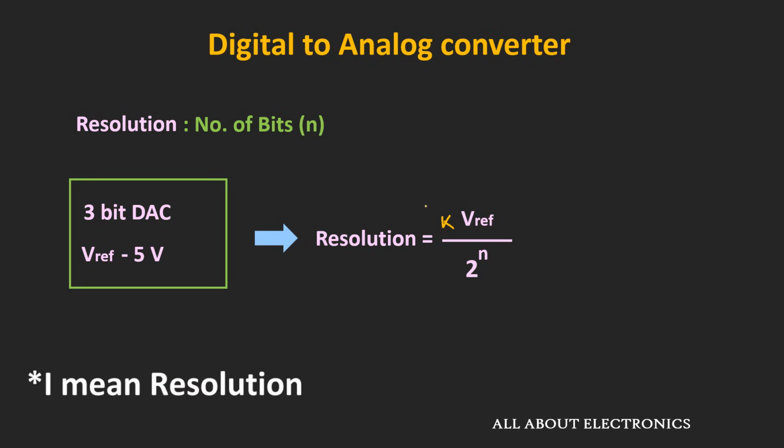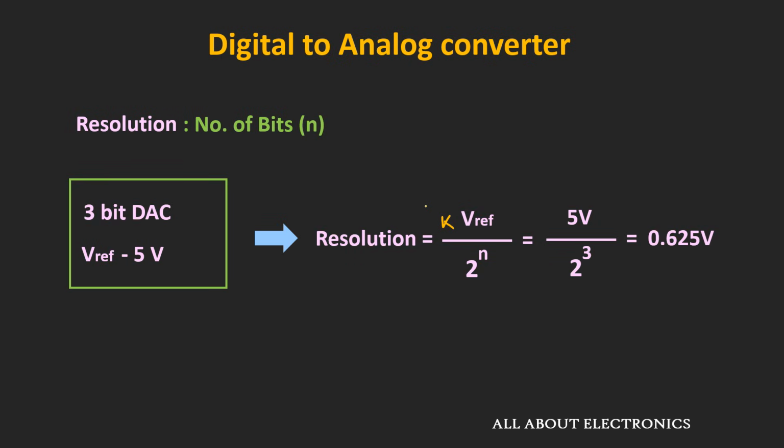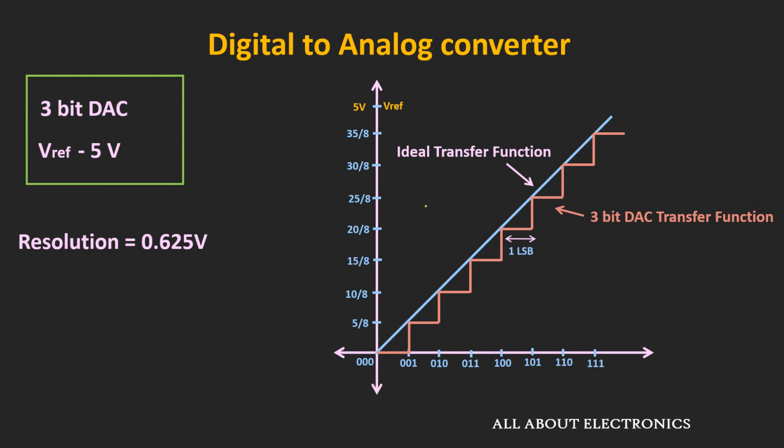So the resolution can be given as 5 volt divided by 2 to the power 3, that is equal to 0.625 volt. So here is the transfer function of a 3-bit DAC with a 5 volt reference voltage. And again here we are assuming that the internal gain or the value of K is equal to 1. So if we change the code by 1 LSB, then the output will change by 0.625 volt, or by 5 by 8 volt. So we can say that the voltage required for the 1 LSB change is equal to 0.625 volt.